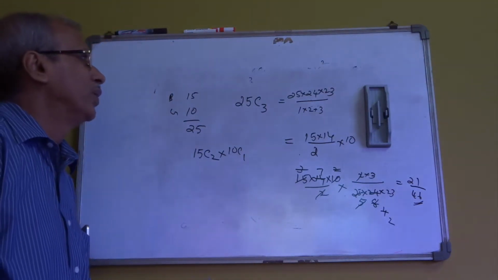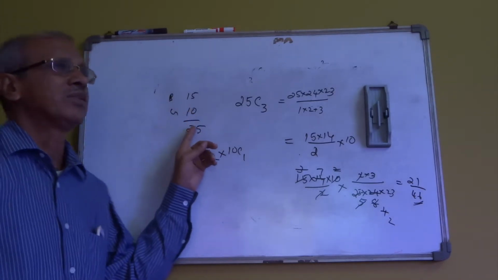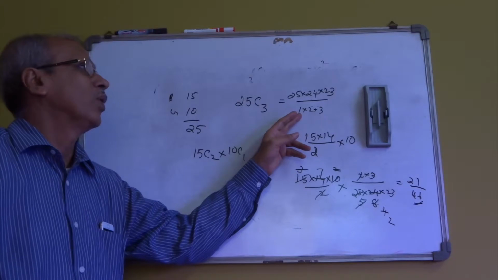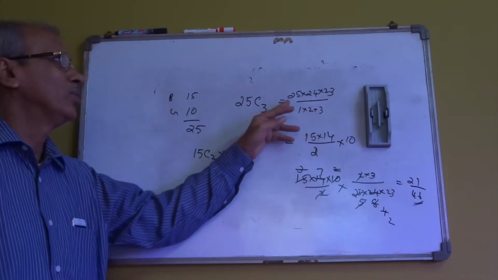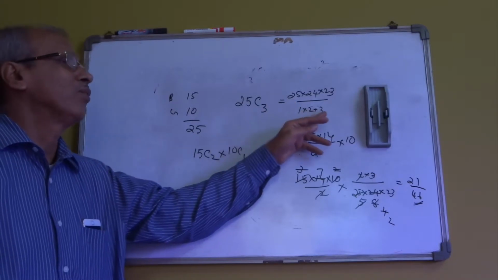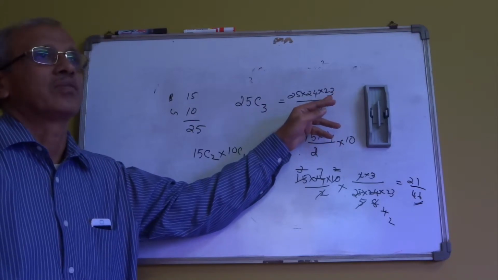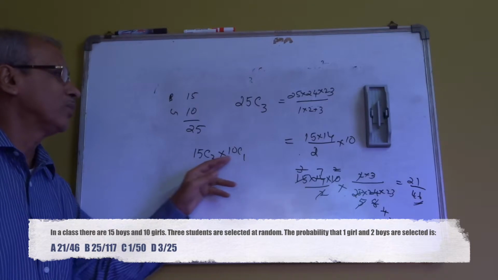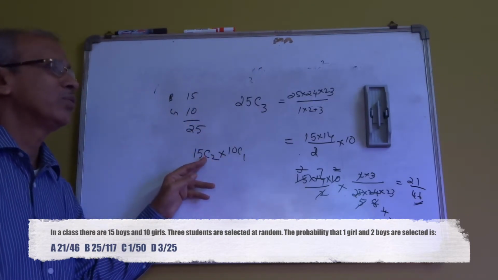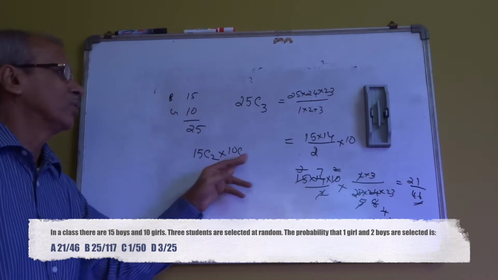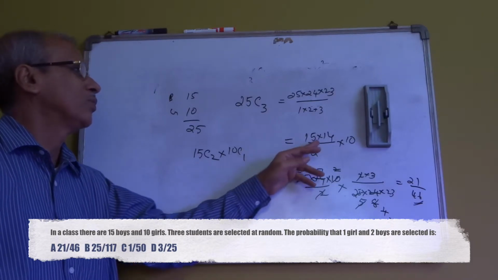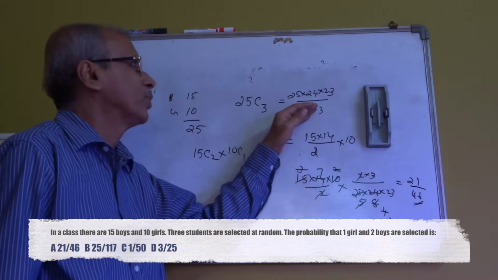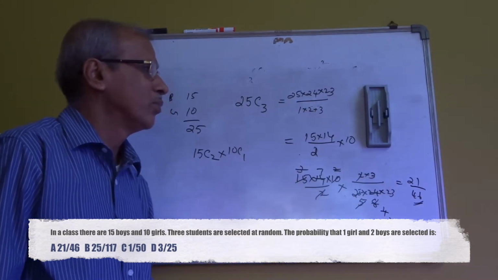I repeat what we did. In the class there are 15 boys and 10 girls, total 25 students. You have to select 3, 25 C3, that is 25 into 24 into 23, divided by 1 into 2 into 3. Now I have told you this is factorial n by factorial r into factorial n minus r. This factorial n minus r gets cancelled. The only thing is the condition they have put is you should contain 2 boys and 1 girl. Number of boys are 15, so it is 15 C2. Girl is 1 from 10, 10 C1. So 15 C2 into 10 C1 is 15 into 14 divided by 2 into 10. Now this will go to the numerator, this will come to the denominator. You have got 21 upon 46.